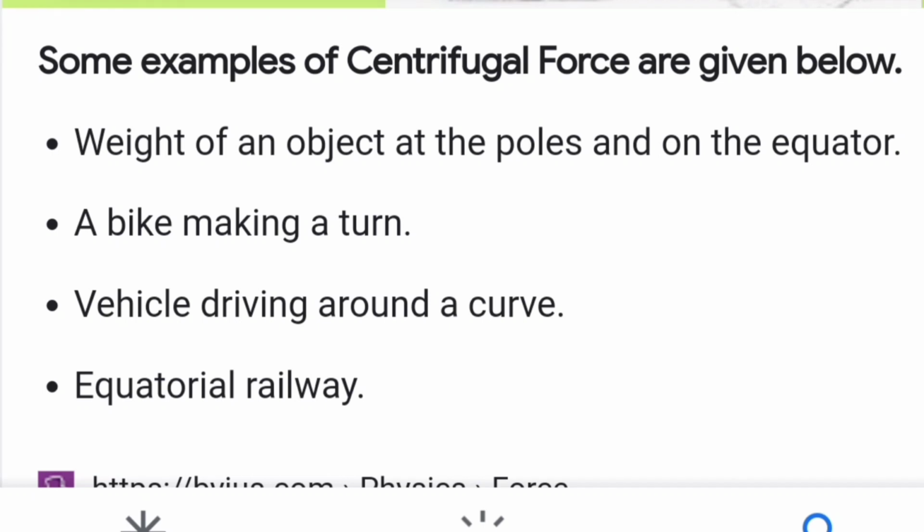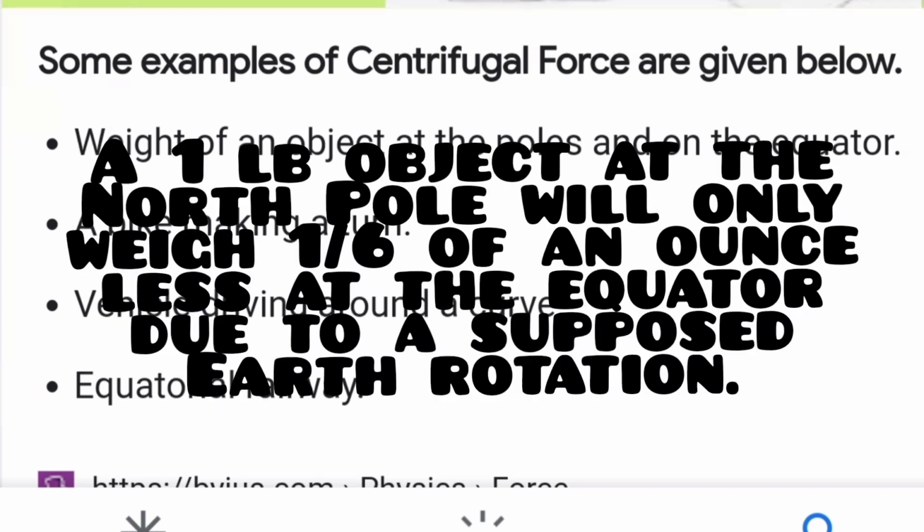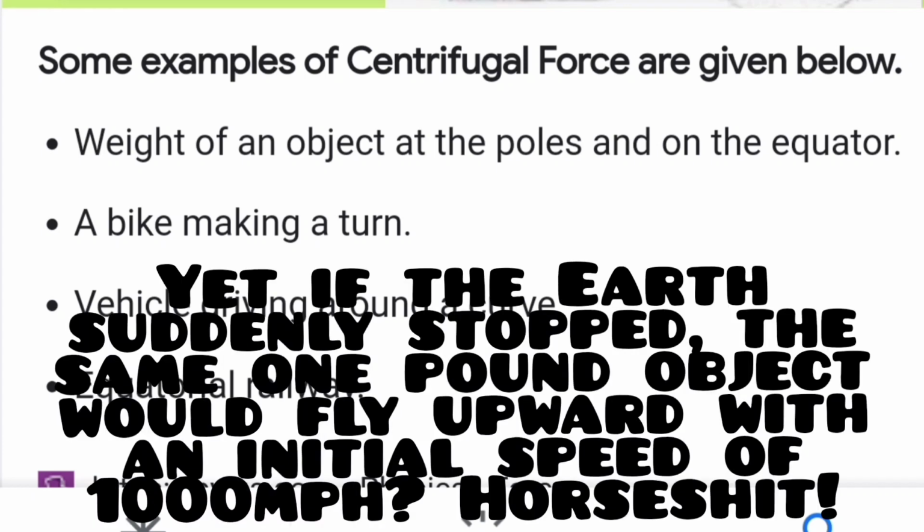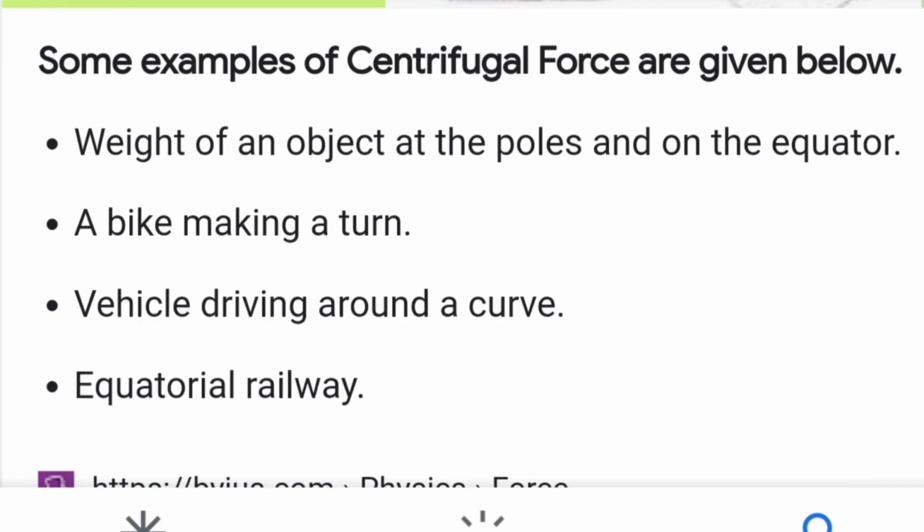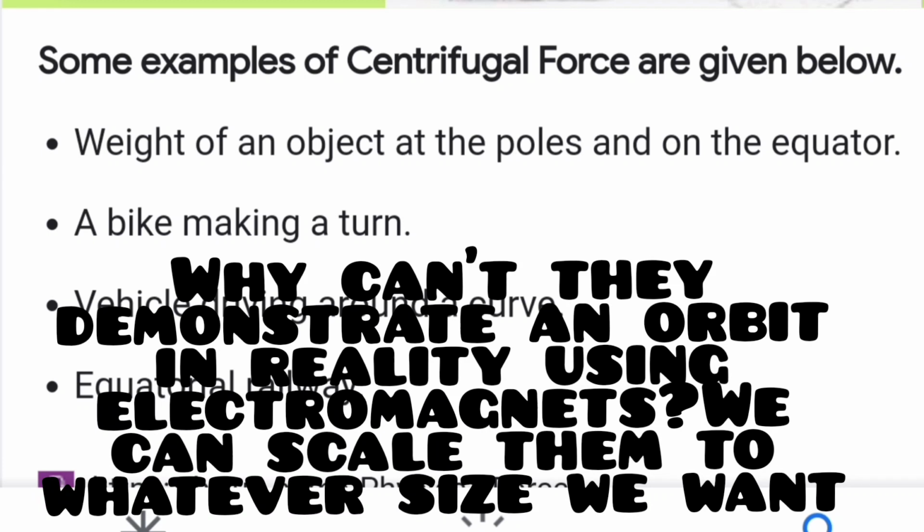So I'm trying to find out the differences. Some examples. The weight of an object at the poles and on the equator. That's their first example. Like Wikipedia, and every time you look something up, they're just trying to tie in their globe theoretical physics with real life every chance they get. So a bike making a turn. Okay, yeah, bike making a turn. Centrifugal force. Vehicle driving around a curve. Equatorial railway, whatever the hell that is. But they can never give real life examples of orbits and this other. It's getting crazy, and it's getting pretty obvious.